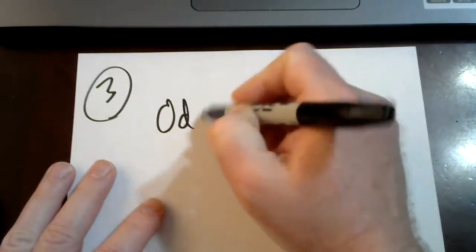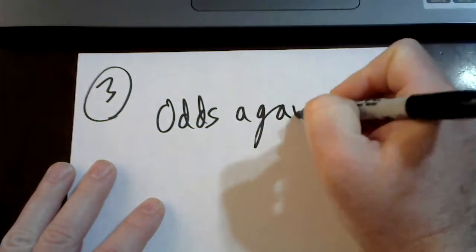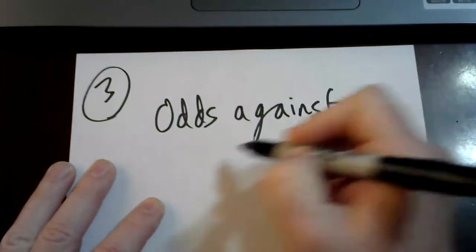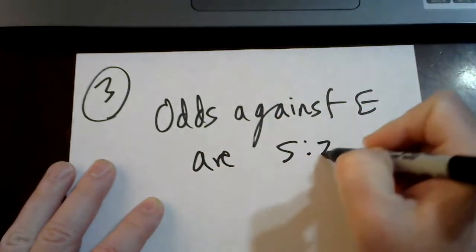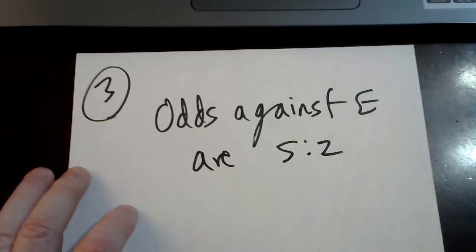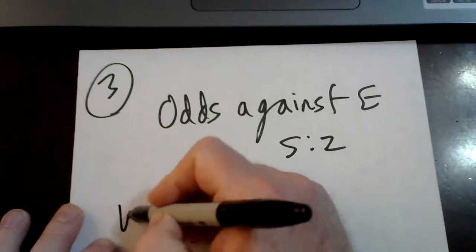Let's do number 3. If the odds against E are 5 to 2, what is the probability of E?